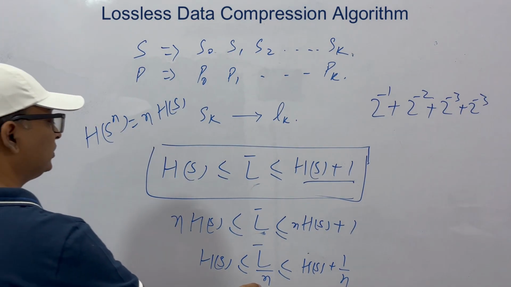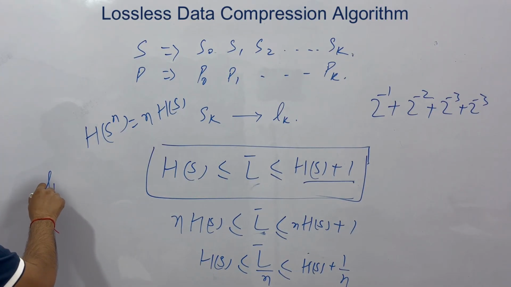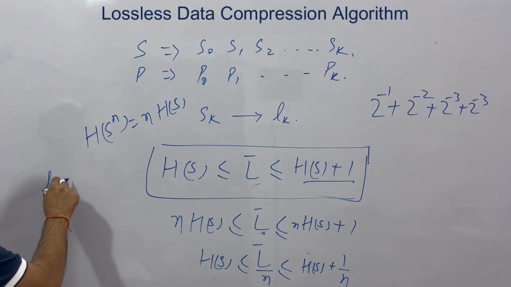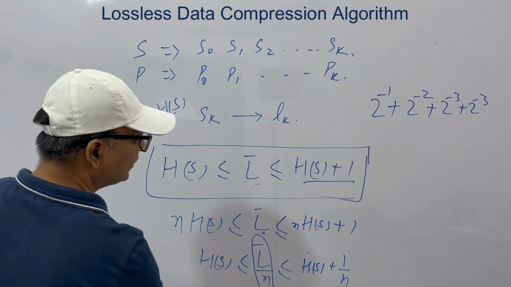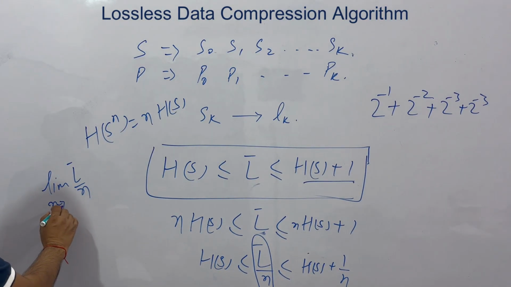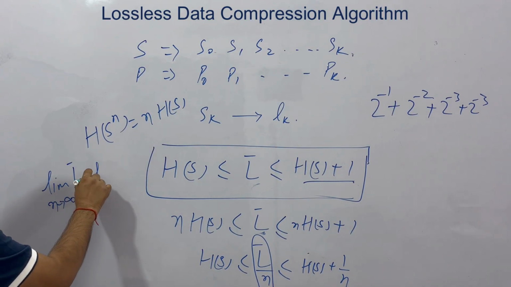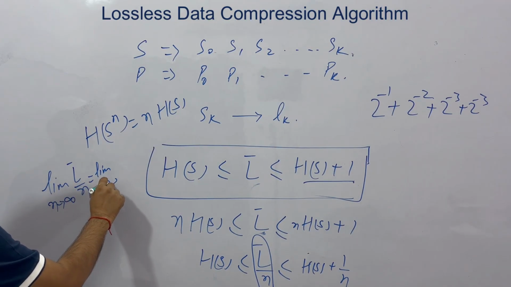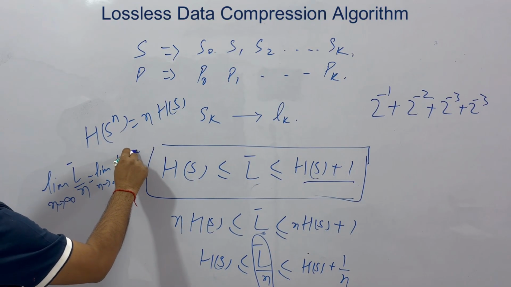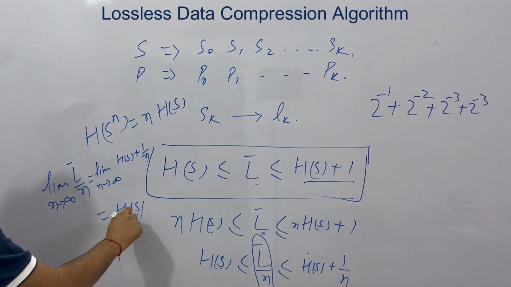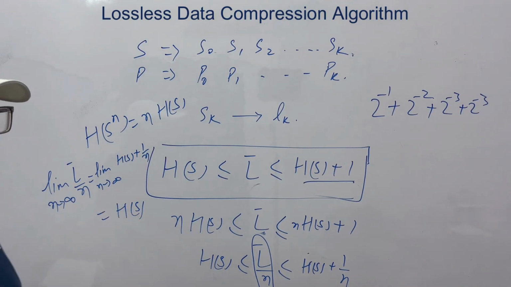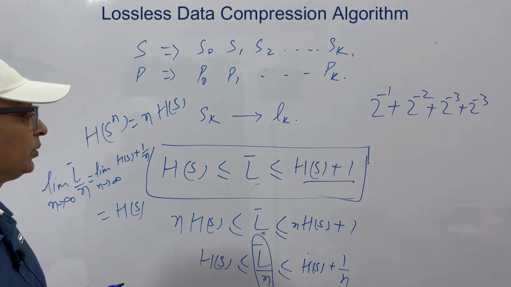And one thing to see from this: what if N is very large, what will be the average code word length in the case of extended code? If N tends to infinity, we can write the limit as N tends to infinity of HS plus 1 by N. So 1 by N is 0, and this is HS. So if N is very large, it is almost equal to the entropy of the source.